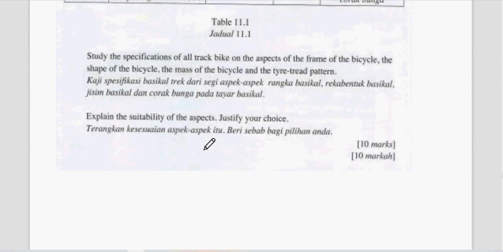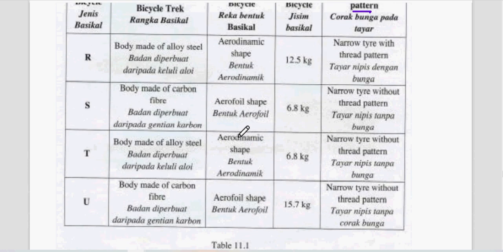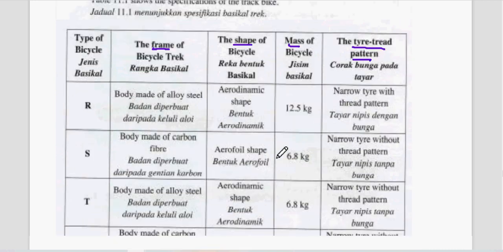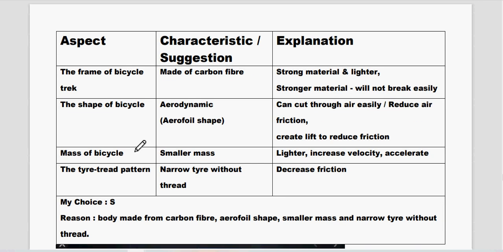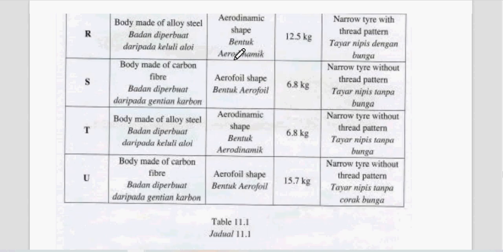Alright, now, okay, so how to write our answer? To answer this, it's good to write in table form. You copy the physical quantity: the frame, the shape, the mass, and the tire tread pattern in the first column, which is the aspect. Copy them exactly, don't make mistakes. And then the characteristic, you look at the table.